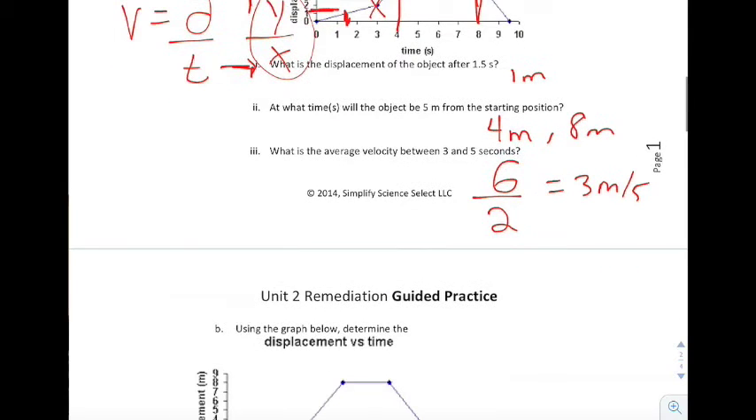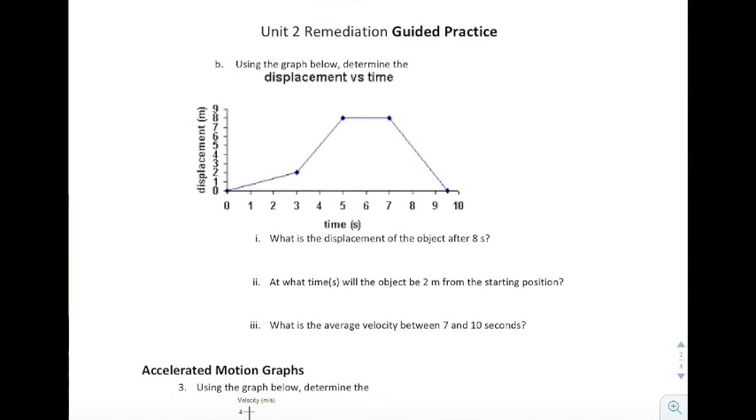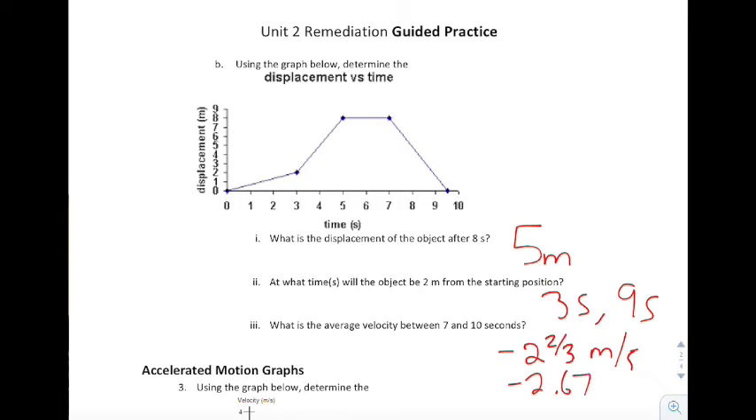Now, it's up to you to be able to get these answers on the next one. You should get something like 5 meters, 3 seconds, 9 seconds, and minus 2 and 2/3 meters per second, or minus 2.67. So it's up to you to be able to get these answers from this graph.